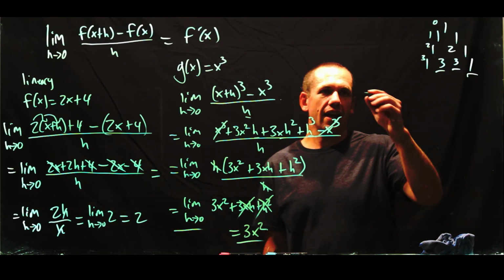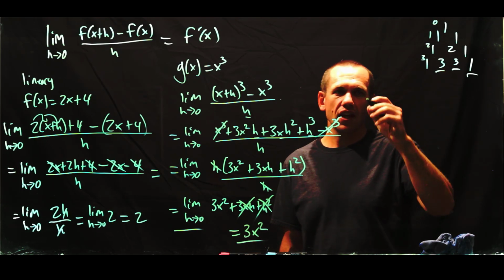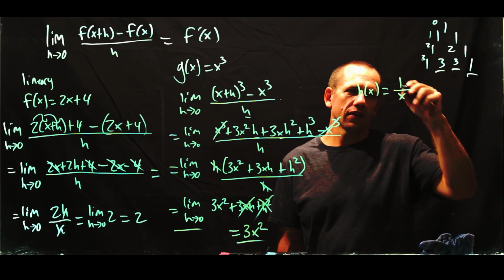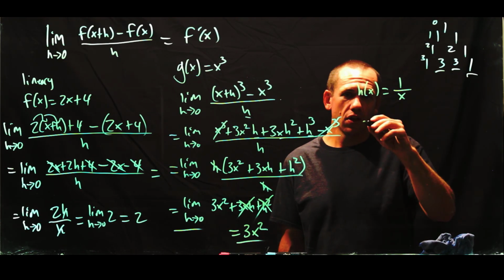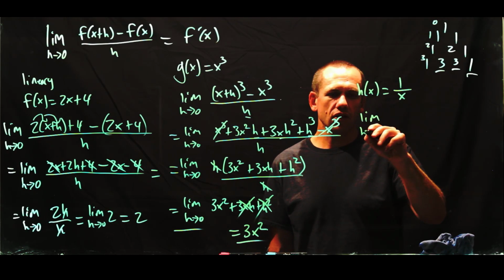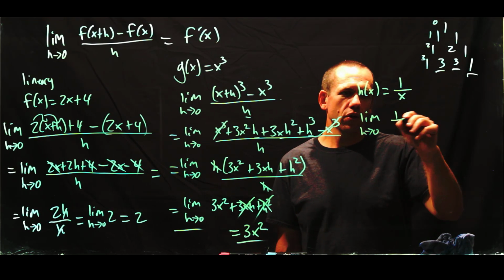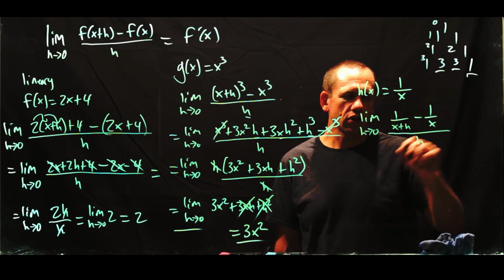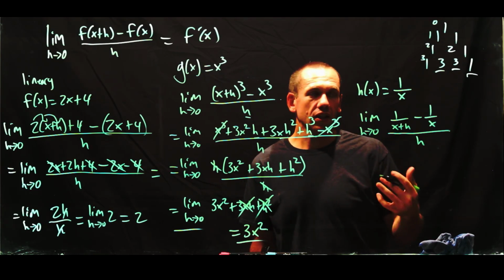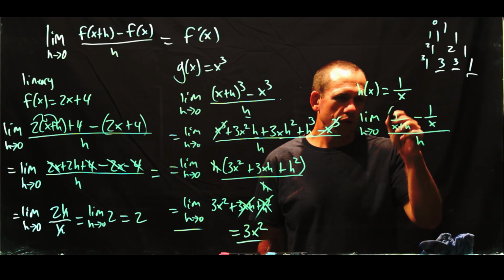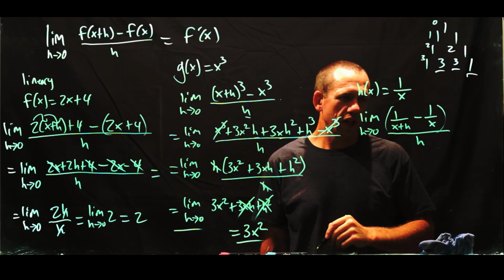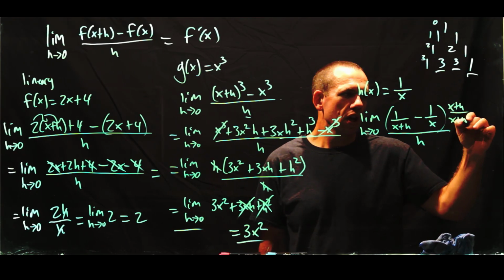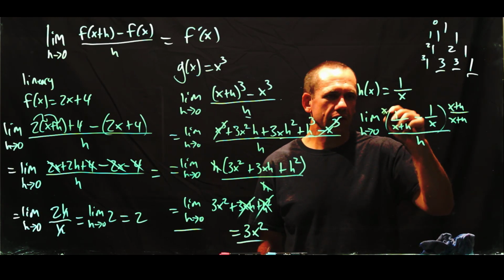Then let's look at a slightly different function. Say h of x is a fraction, say 1 over x. So then we do the derivative, the limit as h goes to 0 of 1 over x plus h minus 1 over x all over h. What we want to do here is get a common denominator. And so we look at these terms, and we're going to give those a common denominator. So we're going to multiply this one by x plus h over x plus h, and we're going to multiply this one by x over x.